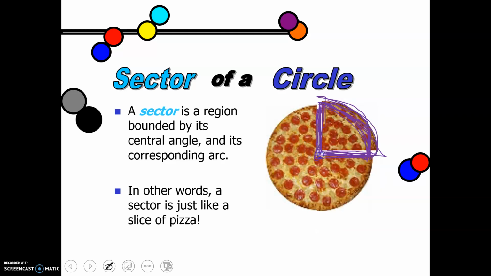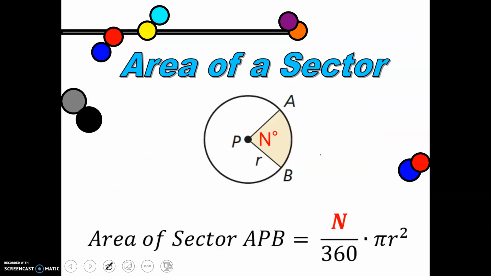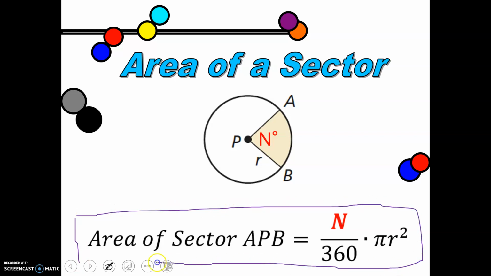All right, so here is a formula that I want you to copy down, very important. Area of a sector is n over 360 times pi r squared, times the area of the whole circle. So think of this as A. So you're just taking a portion over 360 of the entire circle's area, n over 360 times pi r squared. Please write that down.